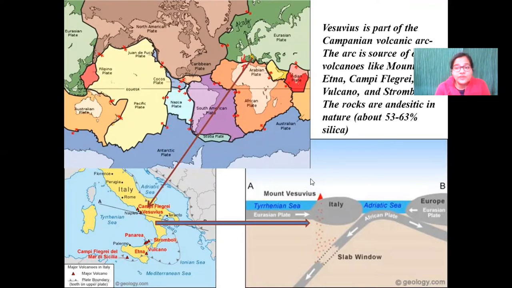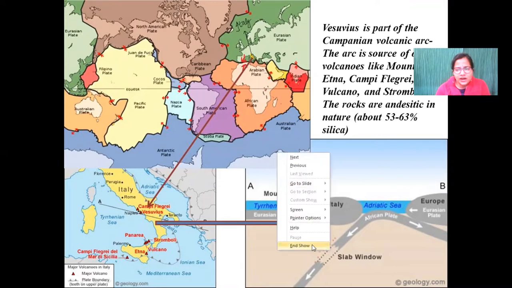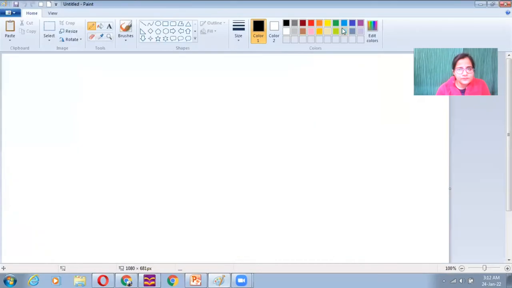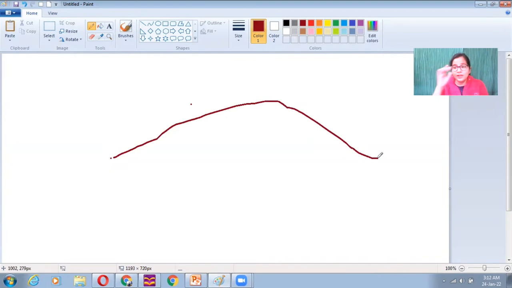It is written: Vesuvius is a part of a Campanian volcanic arc. It's very important to know the meaning of a volcanic arc. What do you know about an arc? An arc is just a part of a circle. So if I consider an arc as a part of a circle, it is somewhat like this. Vesuvius is a part of a Campanian volcanic arc. That means it's lying on an arc. This is an arc, a part of a circle. And on the circle, there are certain sites of volcanic eruption.